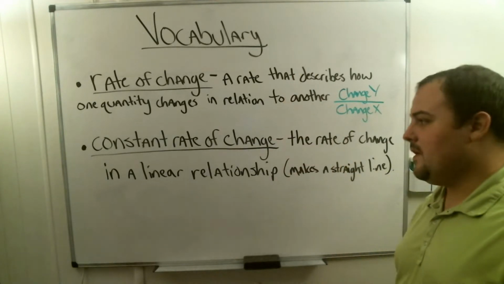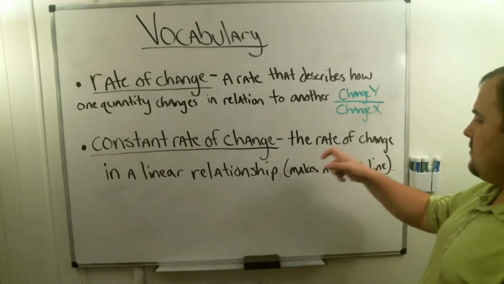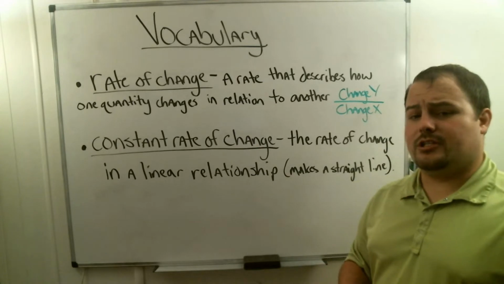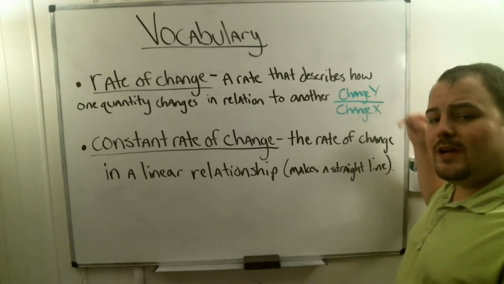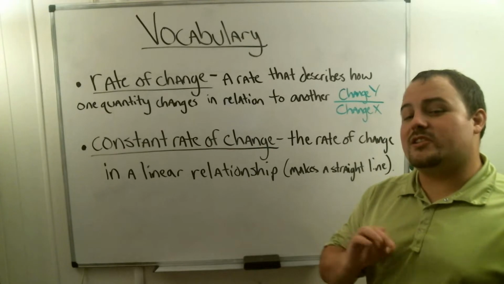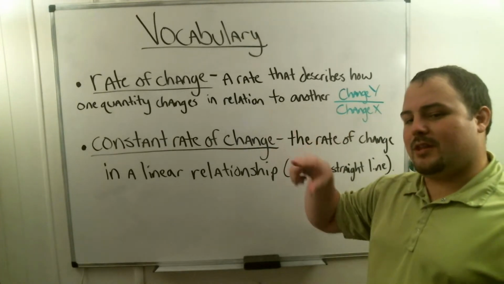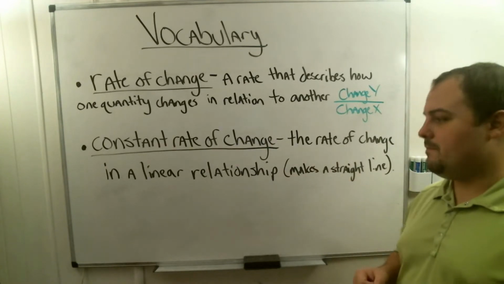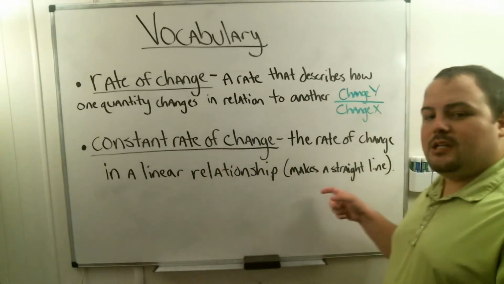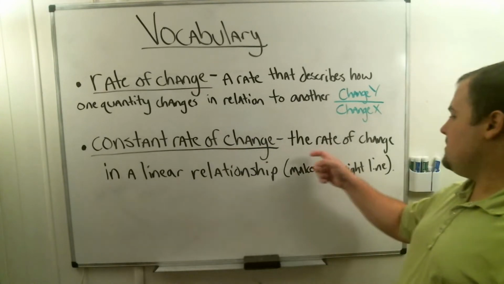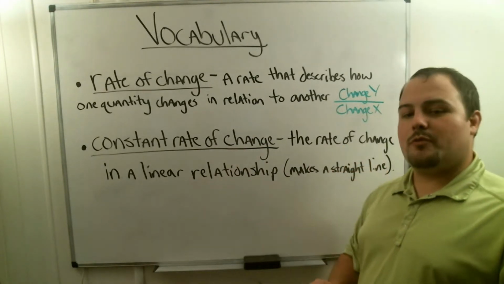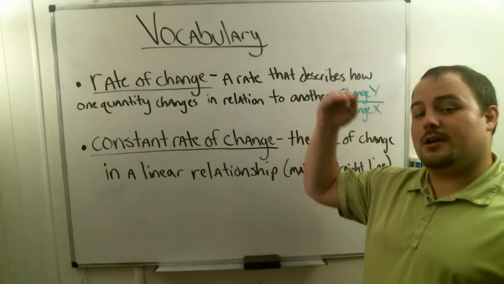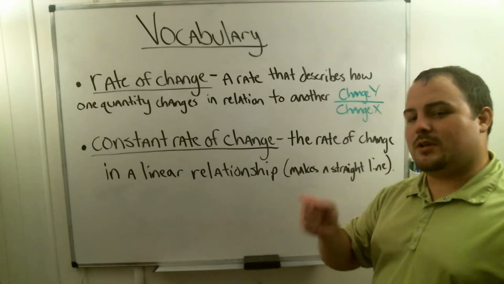That's rate of change. A constant rate of change is the rate of change in a linear relationship. So a constant rate of change means that your change in y divided by your change in x is always the same. If you always have the same number that it's changing by, then it's going to make a straight line when you graph it. The word linear means makes a straight line. So it's the rate of change that makes a straight line when we graph it. A constant rate of change is always the same number when we have the change in y, change in x. It's always the same as we go across.